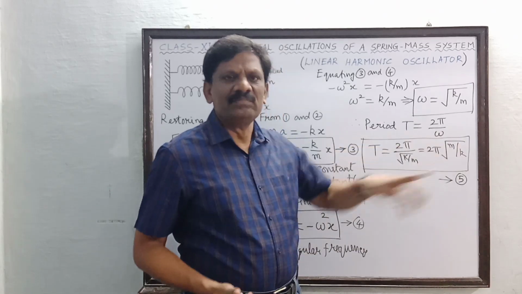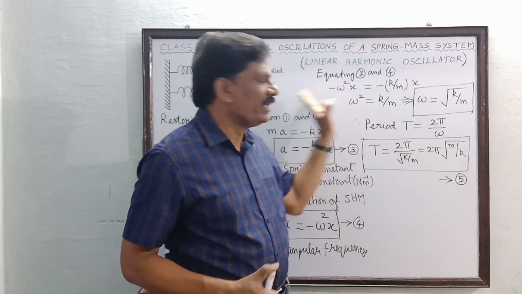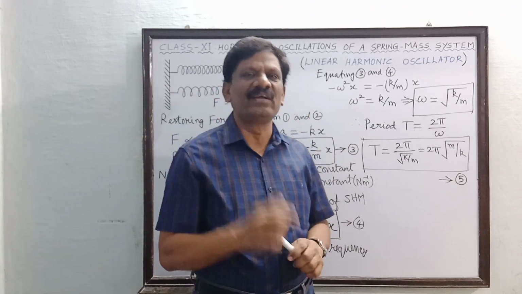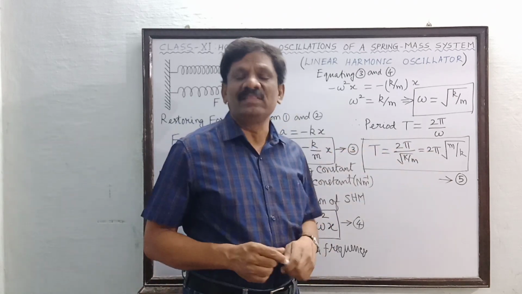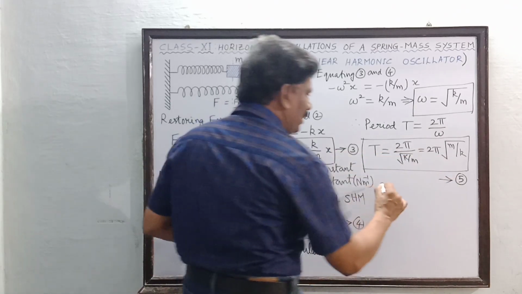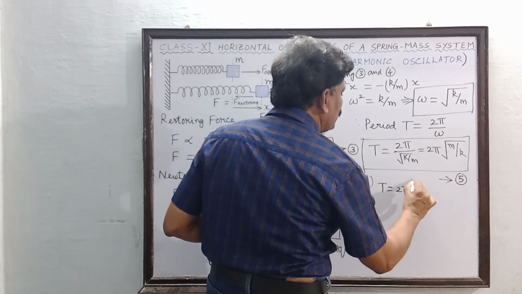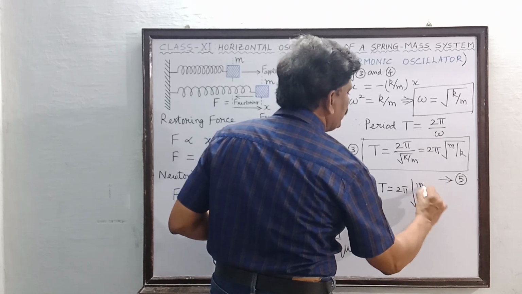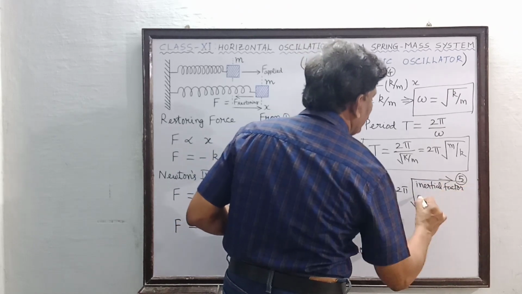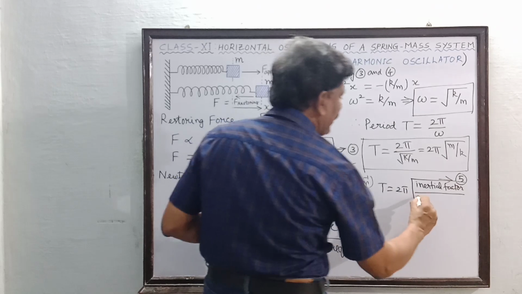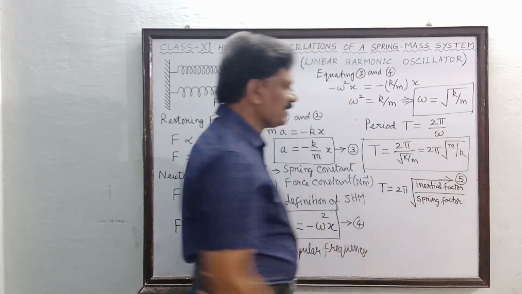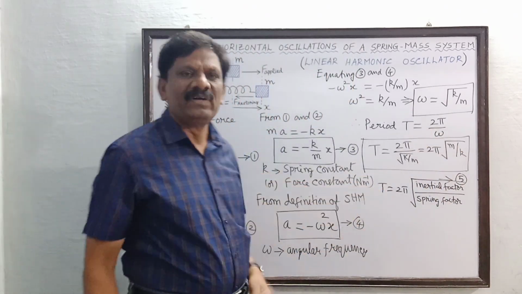See, this m is called the mass of the body, or mass of the wooden block. It is called the inertial factor. Have you studied in the beginning of the chapter or not? M is called the mass of the body, that is called the inertial factor. So the denominator k is called the spring factor. So I can also write T is equal to 2 pi into square root of inertial factor divided by spring factor. This is also another way of representing the period of oscillation.